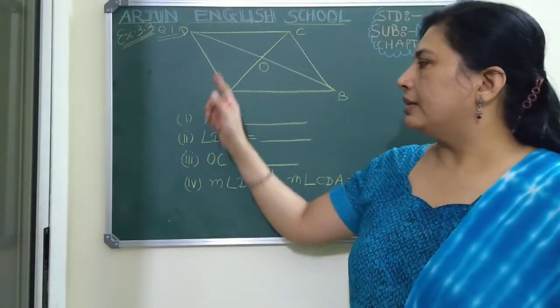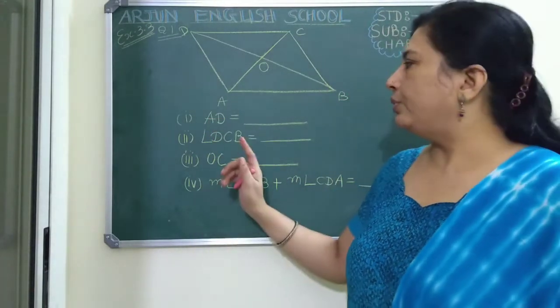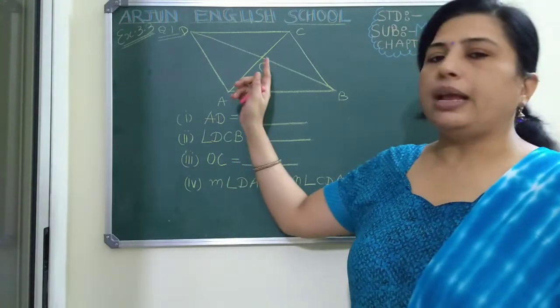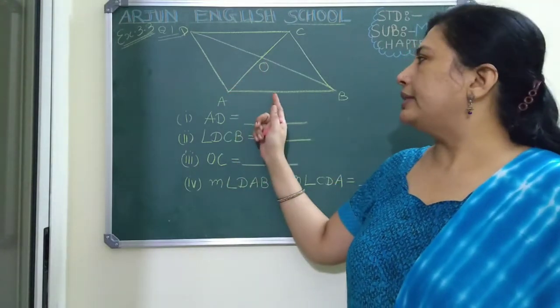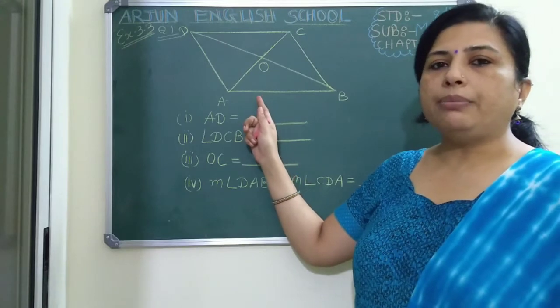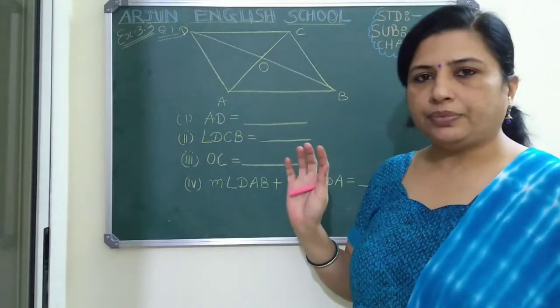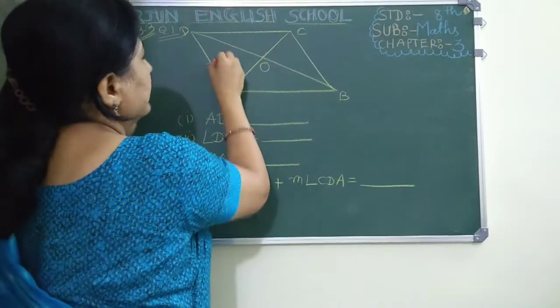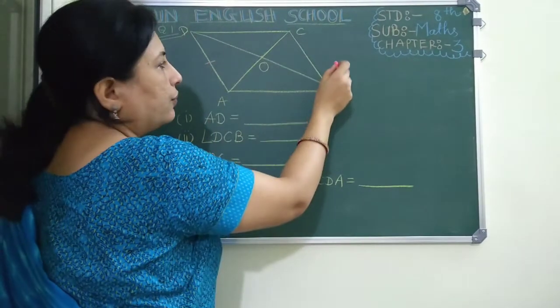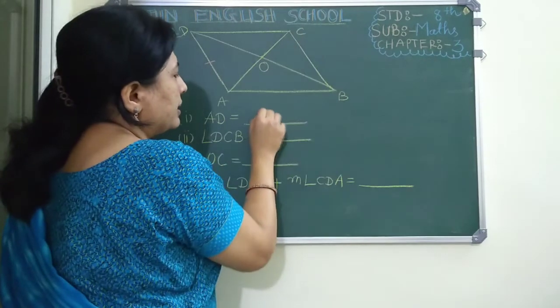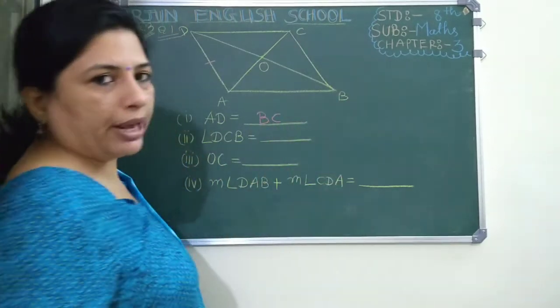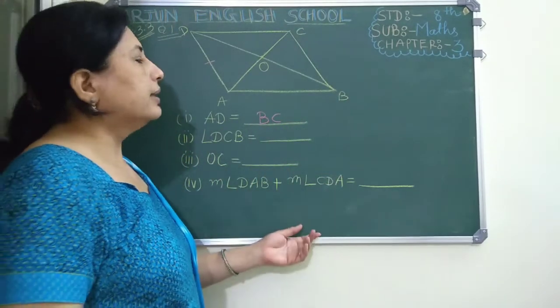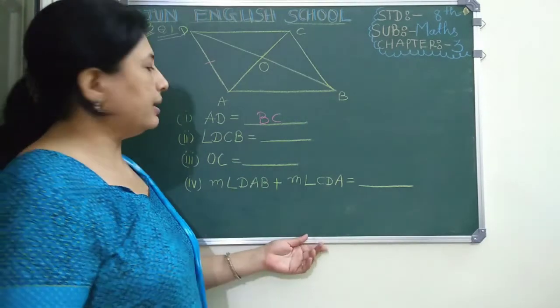First question is fill in the blanks. We have to fill these blanks with the help of this figure. Here you can see one parallelogram ABCD. Here first is AD. AD means this side. So we can write for this BC. Why BC? Because the property of parallelogram is that opposite sides are equal.